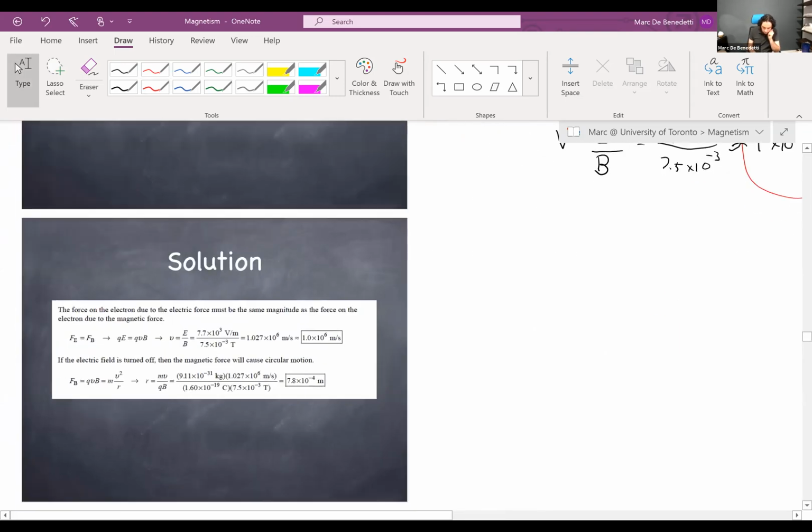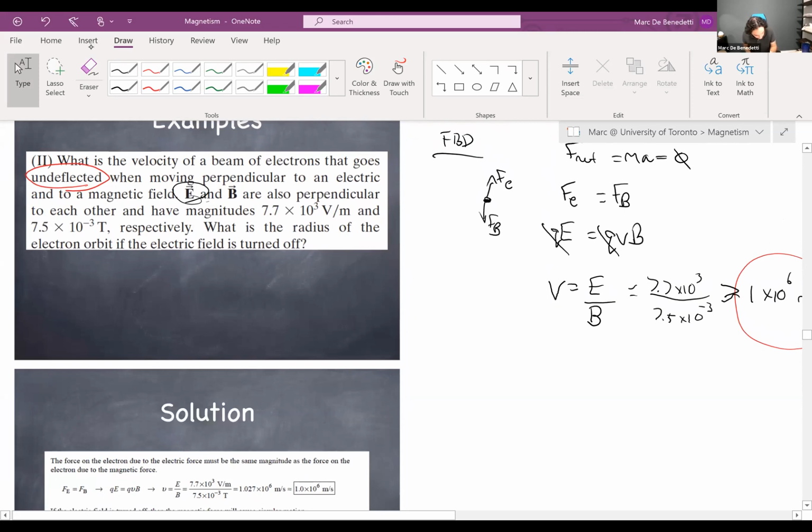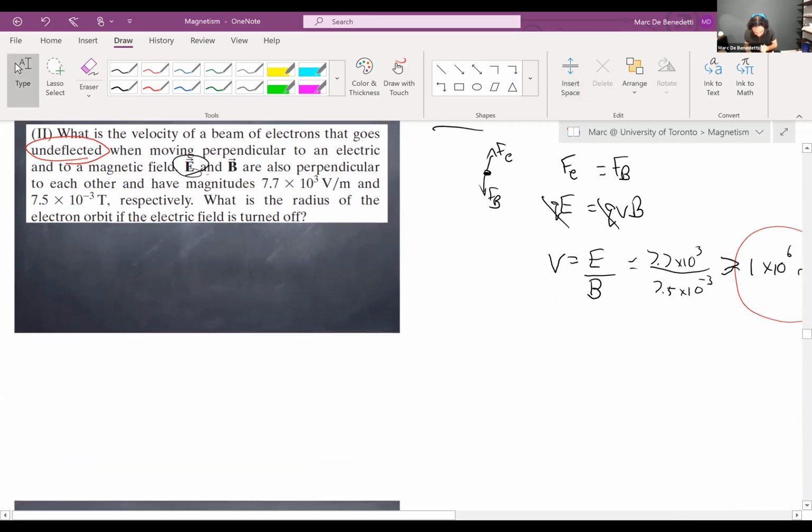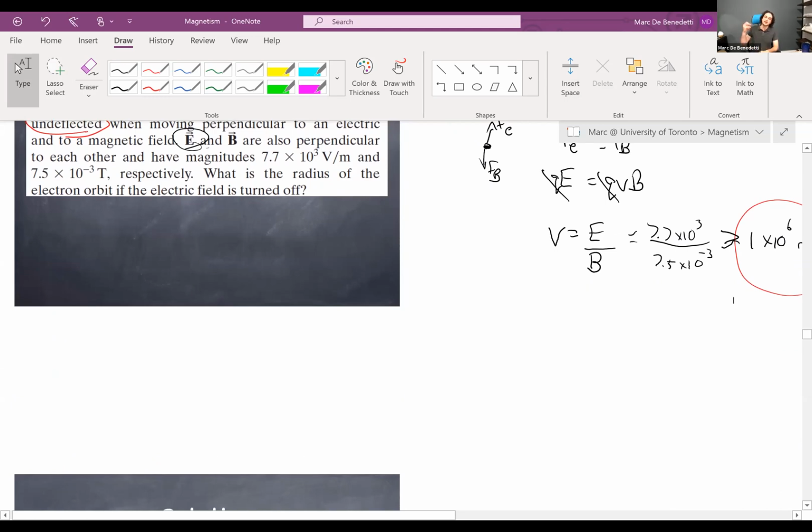Okay, so there's part B, sorry, we need part B. Okay, that gives us some space. Part B says, if we were to turn off the electric field, what would the resulting radius of the electron's orbit be? So of course for part B, there we go.